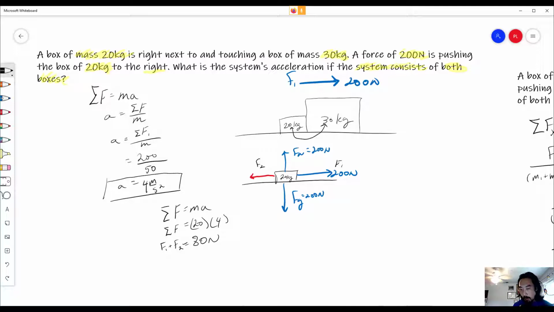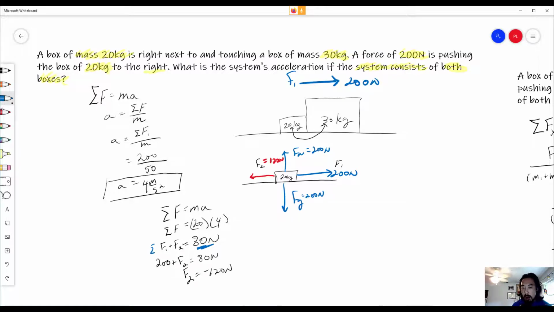We know that F1 is 200, plus F2 is equal to 80. If I subtract 200 from both sides, we get that F2 is equal to negative 120 newtons, and that is our leftward force. F1 is 200, I wrote it down. So that means that even though this box is feeling 200 newtons to the right, overall it's only feeling a total force of 80 newtons, because that's our summation force.